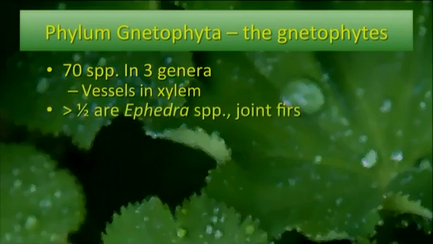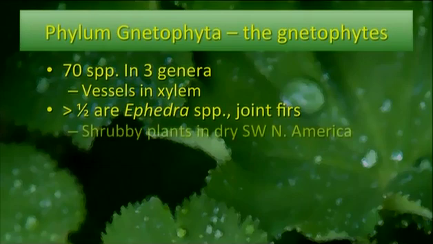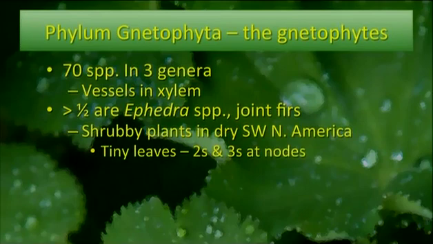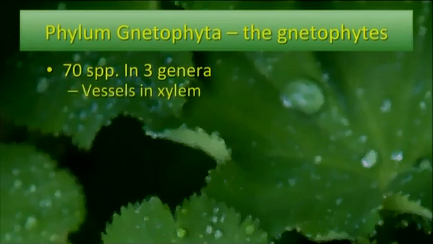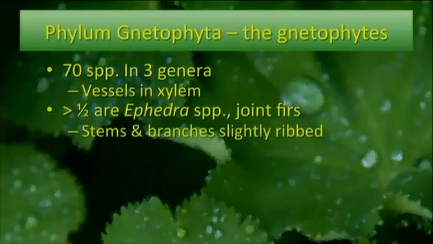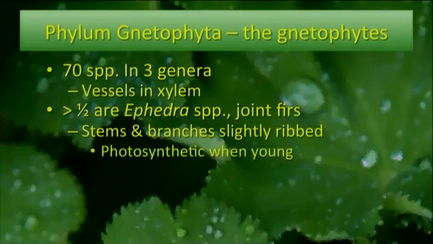About half of them are Ephedra species, which are also known as the joint firs. These are shrubby plants in the dry areas of southwestern North America. They have tiny leaves, in 2s and 3s at nodes, and they tend to turn brown. This is sort of what it looks like. Their stems and branches are slightly ribbed, and photosynthetic when they're young.